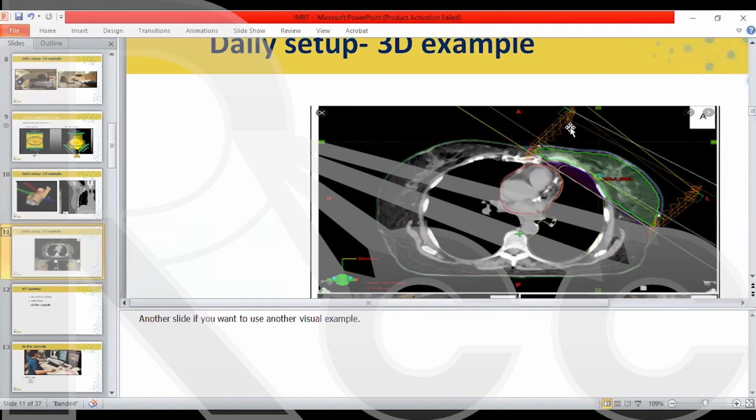If the MLCs are moving during treatment while the beam is on, then that would be VMAT or RapidArc. If the gantry is moving, it's RapidArc. But if the gantry is not moving and the MLCs are moving, then that's IMRT.